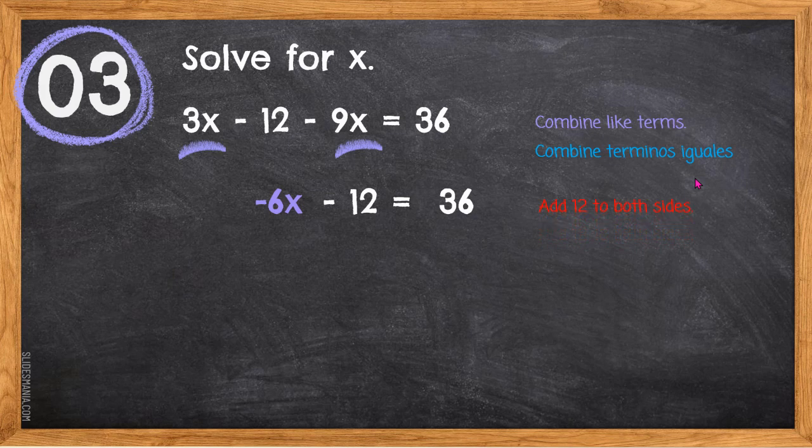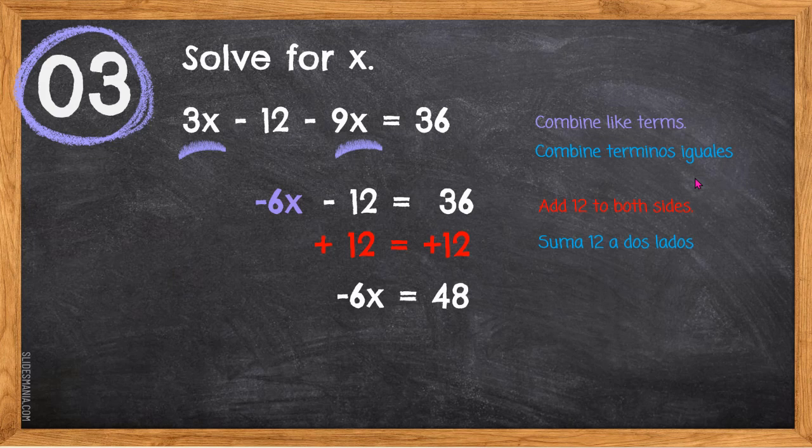Now we need to add 12 to both sides. So necesitamos sumar 12 a dos lados, porque suma es el opuesto de resta. We get negative 6x equals 48.